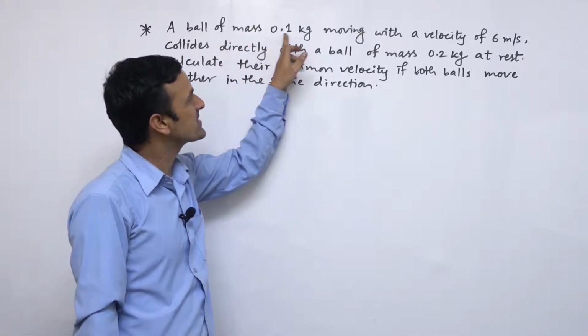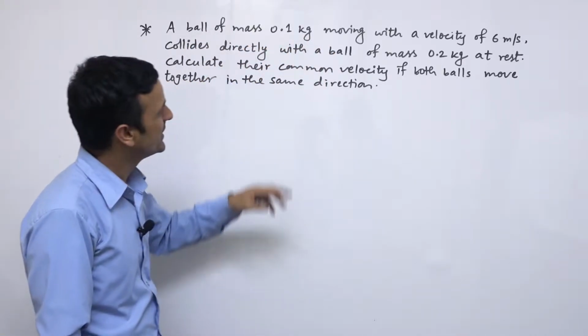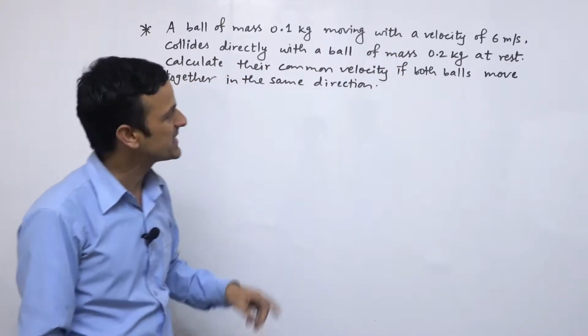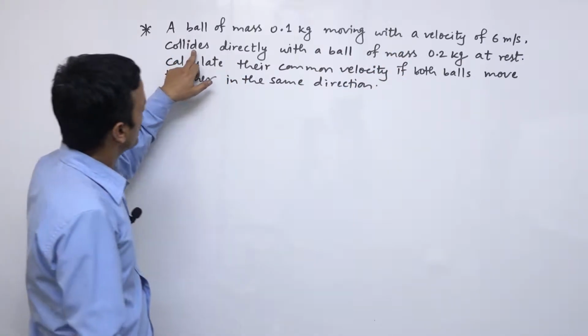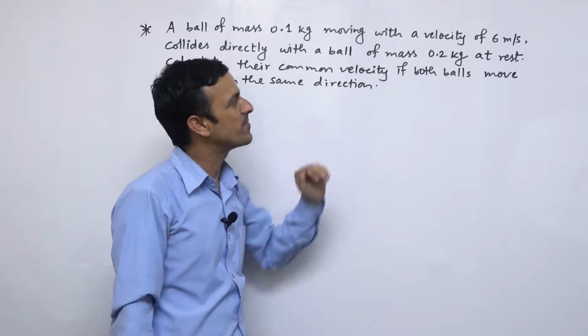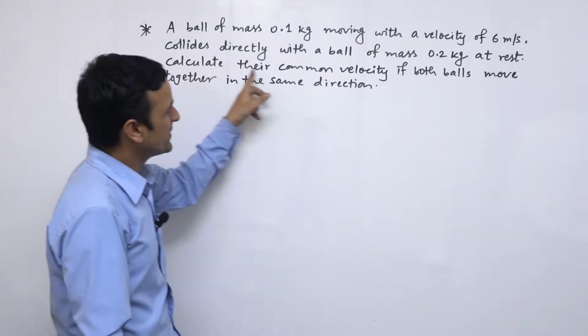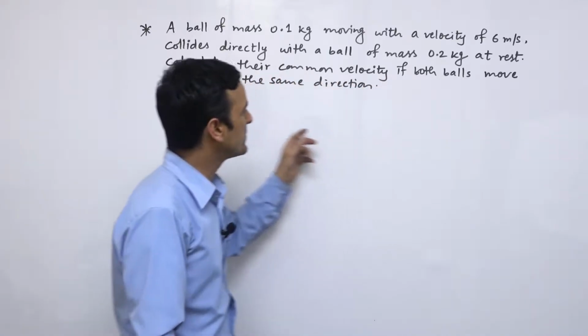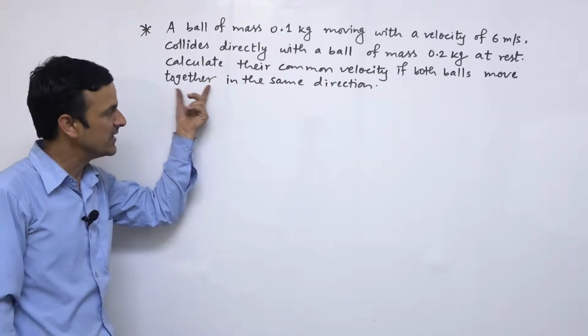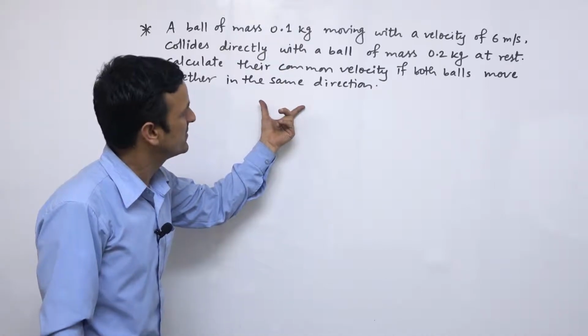A ball of mass 0.1 kg moving with a velocity of 6 meter per second collides directly with a ball of mass 0.2 kg at rest. Calculate their common velocity if both balls move together in the same direction.